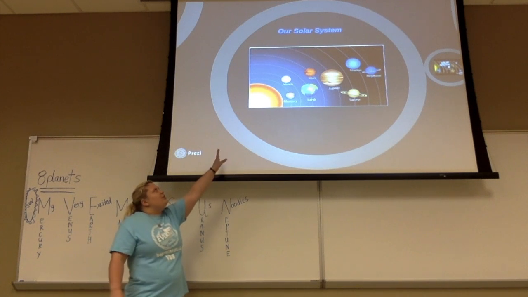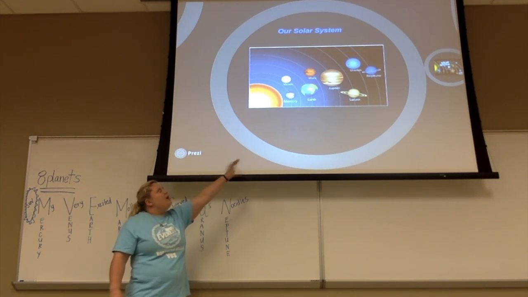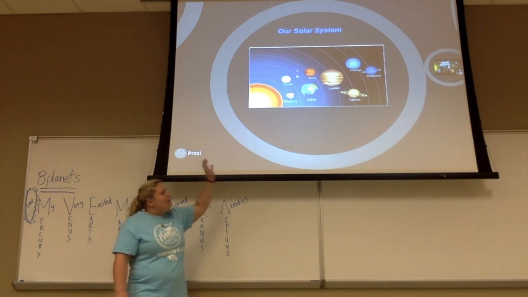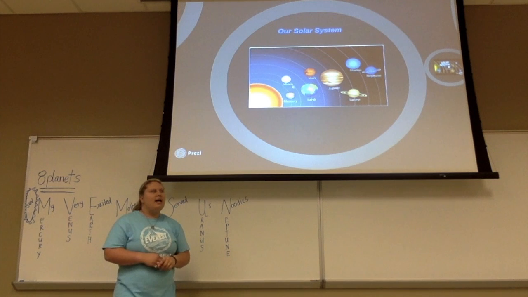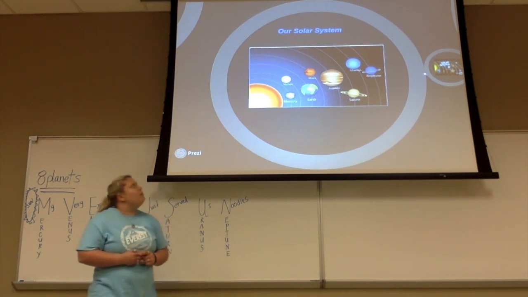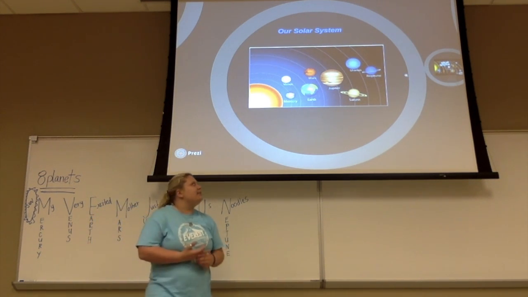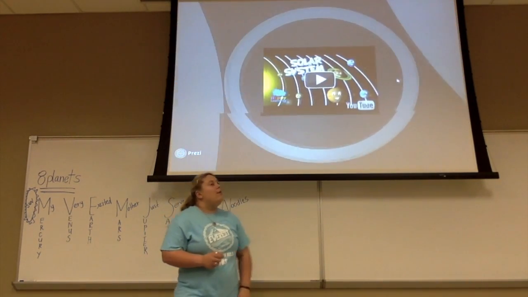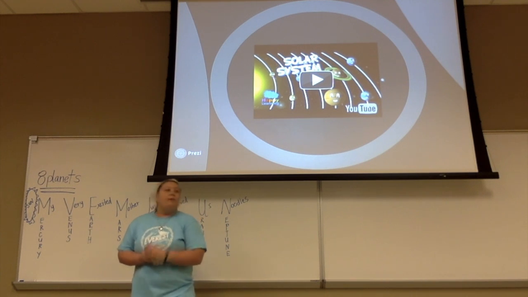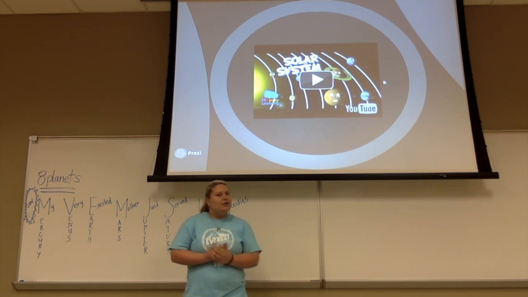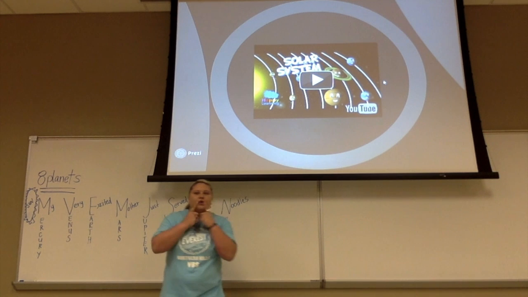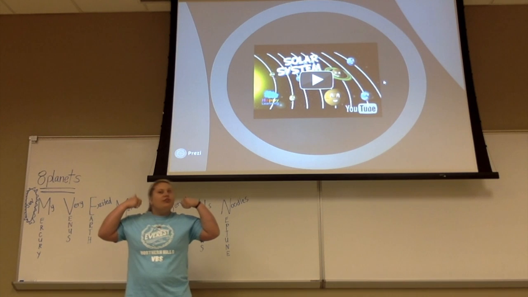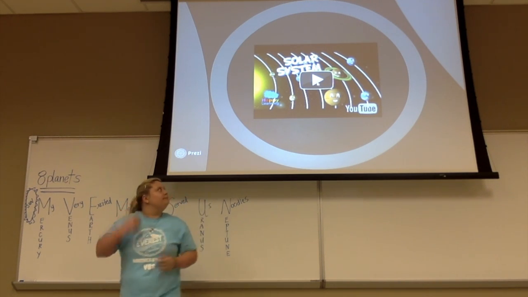So this is a picture of our solar system. A solar system is all the planets orbiting around the sun. So we're going to learn more about our solar system and the planets, but first we're going to watch a short video clip. Now when I show you this video, I'm going to stop it at some parts and I'm going to ask you some questions. So I want you to put a bubble in your mouth until I ask you a question and turn on your listening ears so you know what I'm asking.